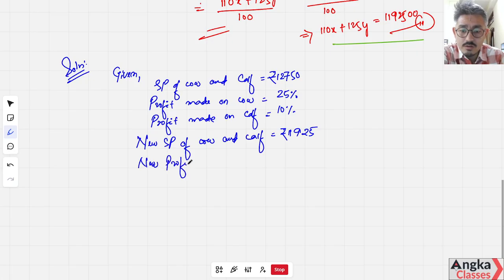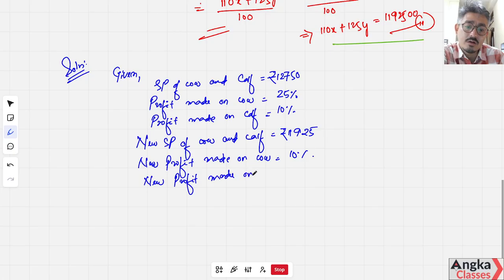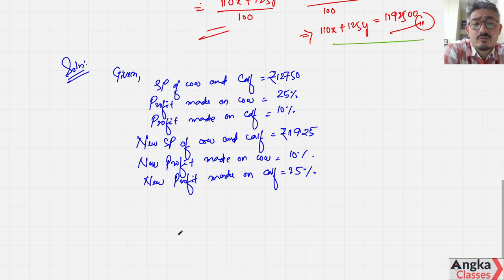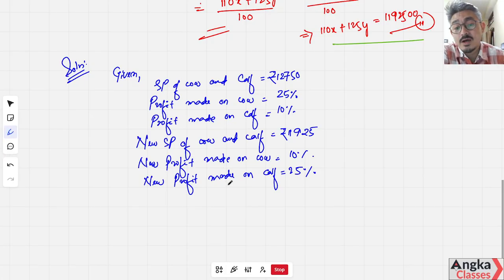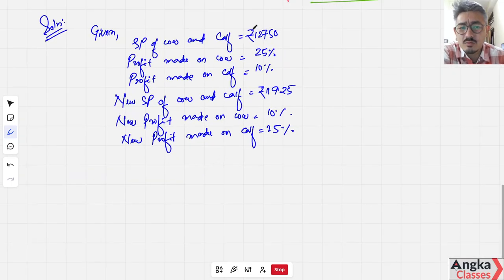Now the new profit made on the cow is 10% and the new profit made on the calf is 25%. If there are lots of data in the question, there is a chance that you might misinterpret it. To avoid that, I would advise you to write down these small steps, and it will be easier for you.